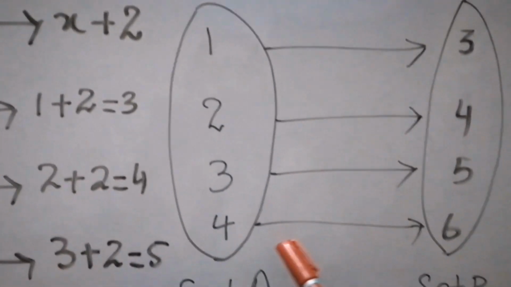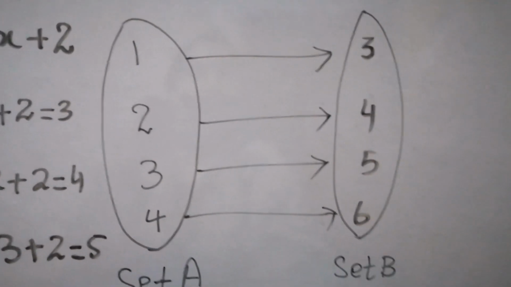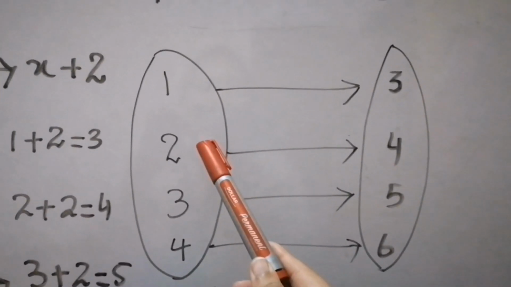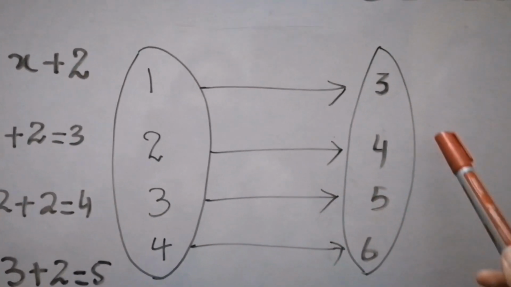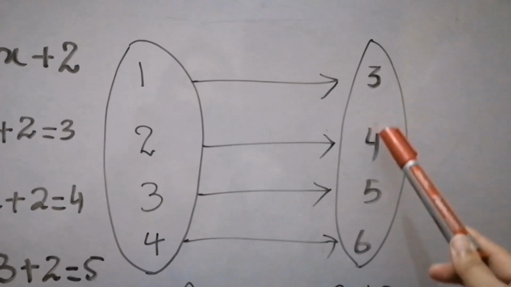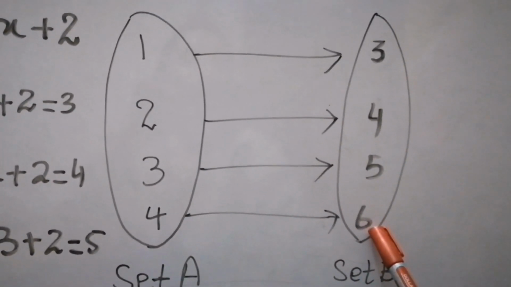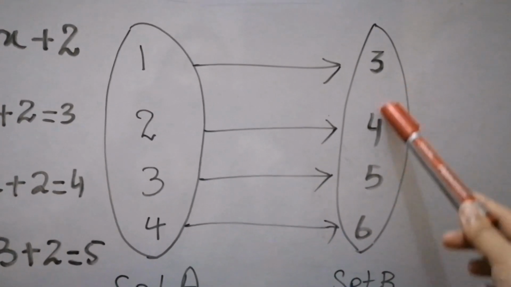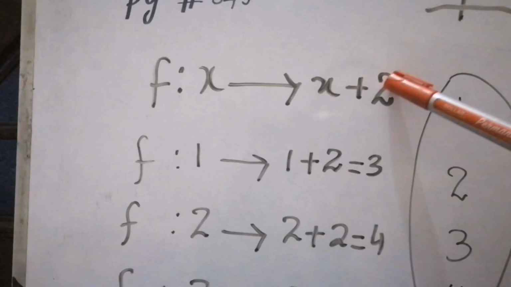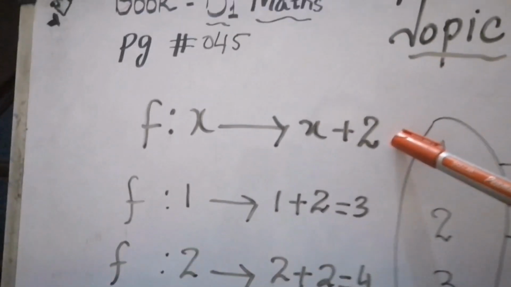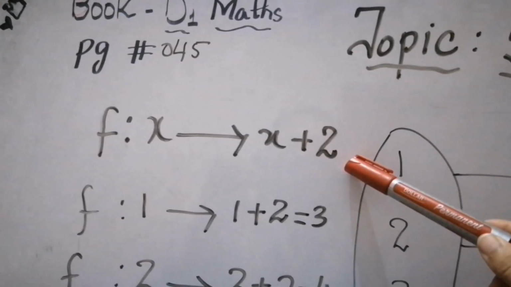Here we have two sets, set A and set B. In set A, we have elements 1, 2, 3 and 4. And in set B, we have the elements 3, 4, 5 and 6. Now the question arises how we get this set B. Now again come to your expression, that is f of x equals x plus 2.